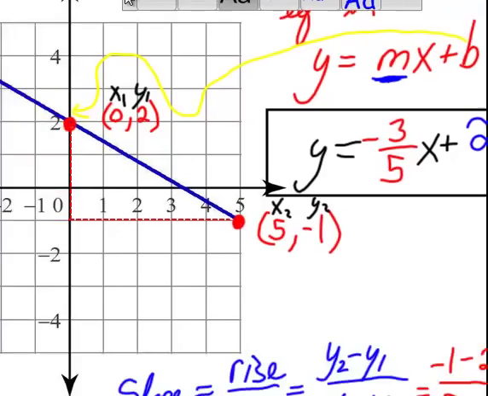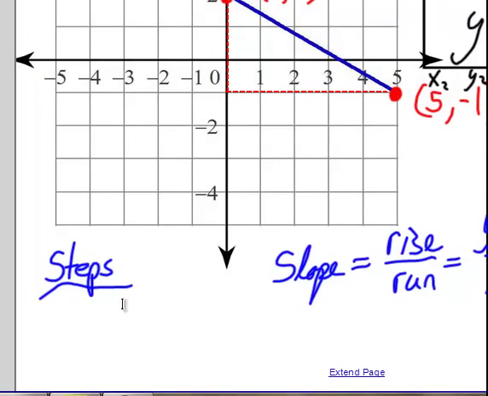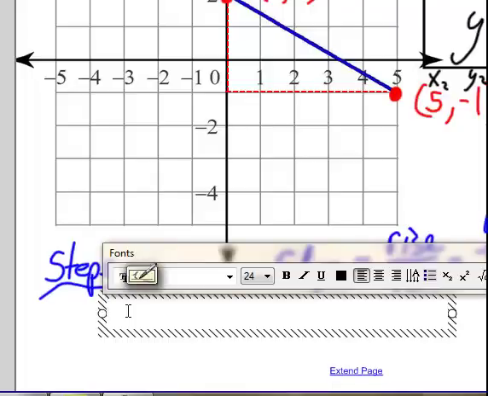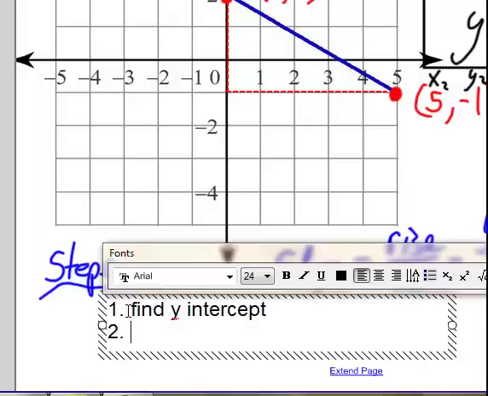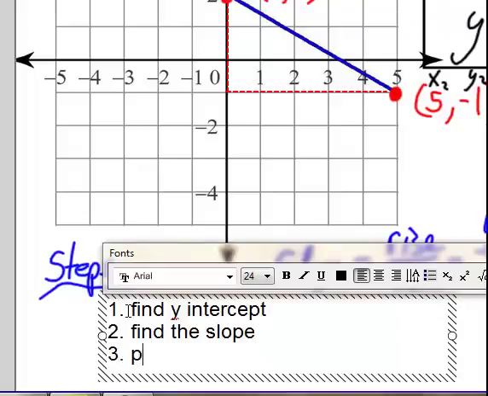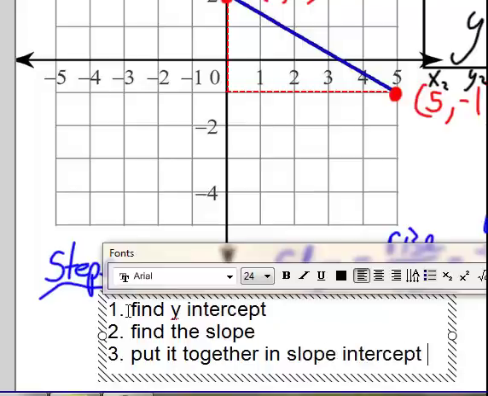Okay, so to summarize my steps. Step number 1 was find the y-intercept. Step 2 was to find the slope. And the third one is just put it all together in slope-intercept form.